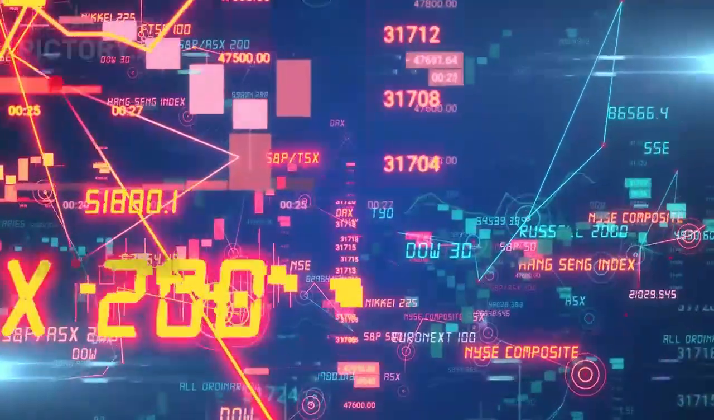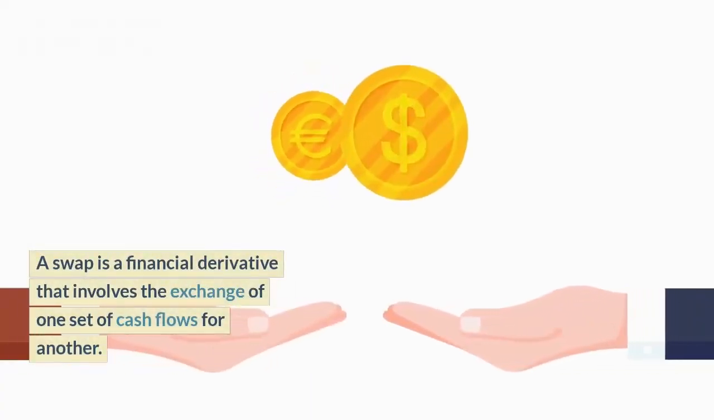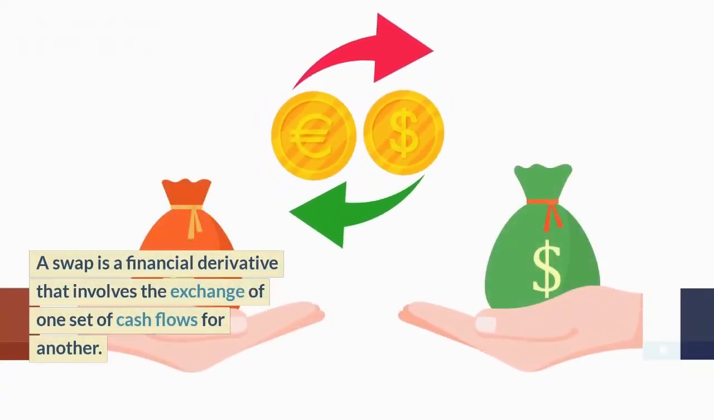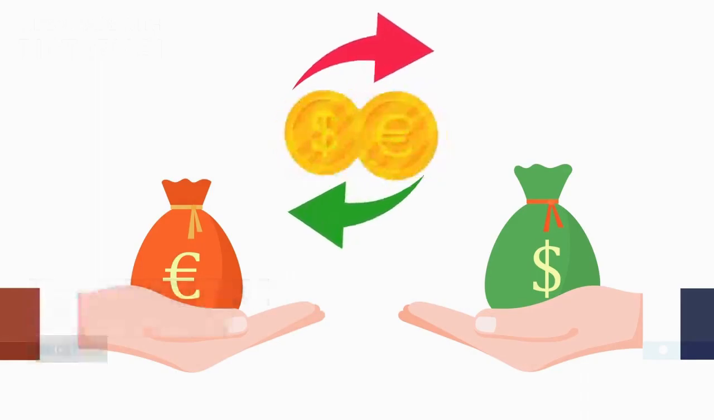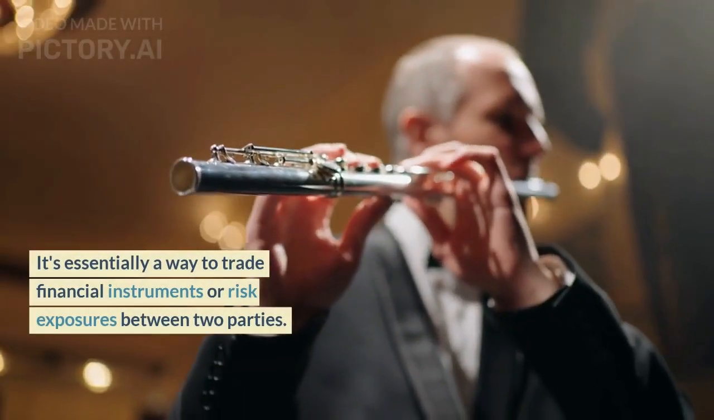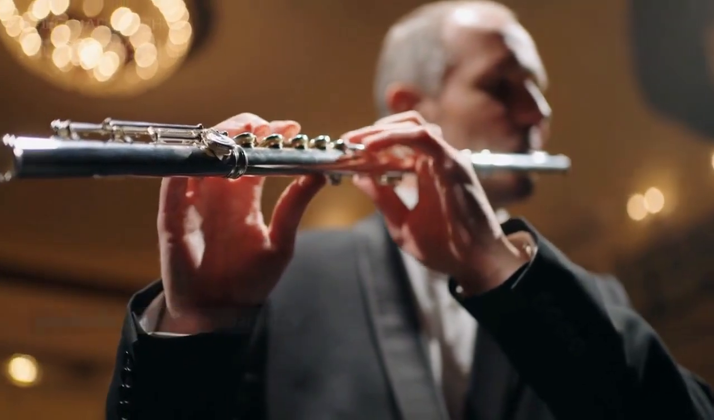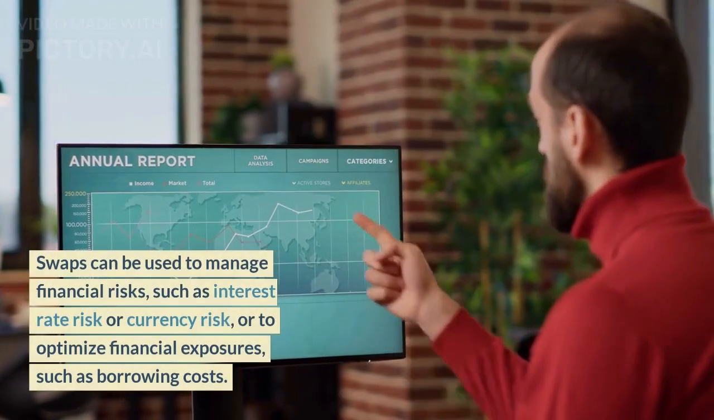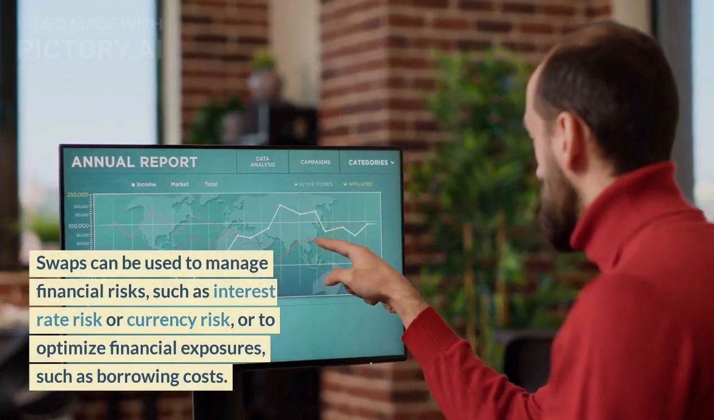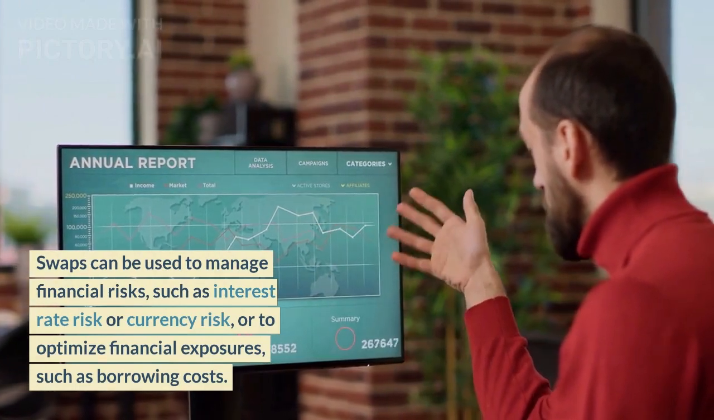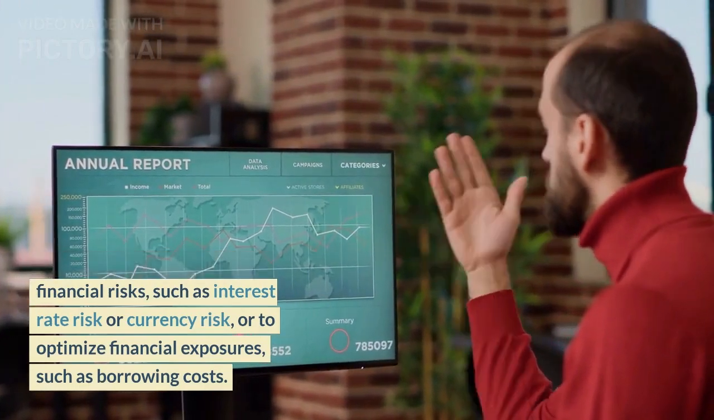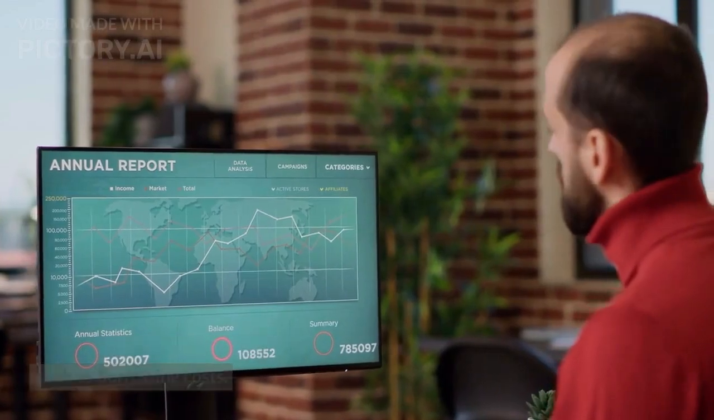What is a swap? A swap is a financial derivative that involves the exchange of one set of cash flows for another. It's essentially a way to trade financial instruments or risk exposures between two parties. Swaps can be used to manage financial risks, such as interest rate risk or currency risk, or to optimize financial exposures, such as borrowing costs.